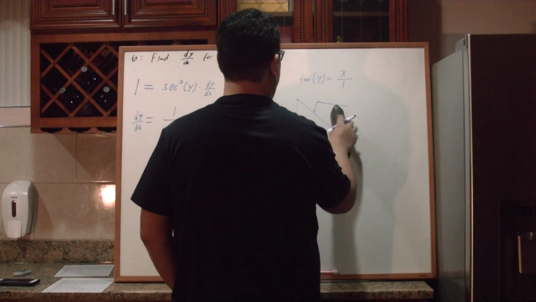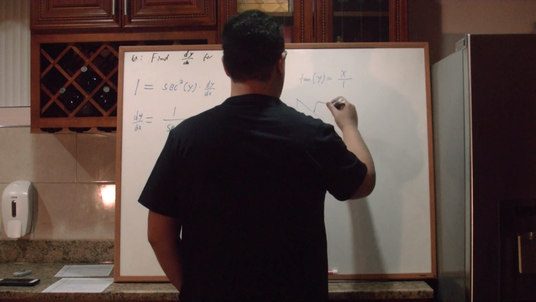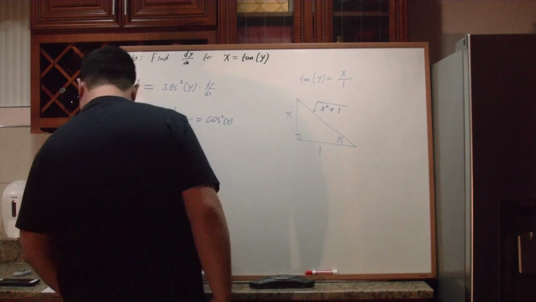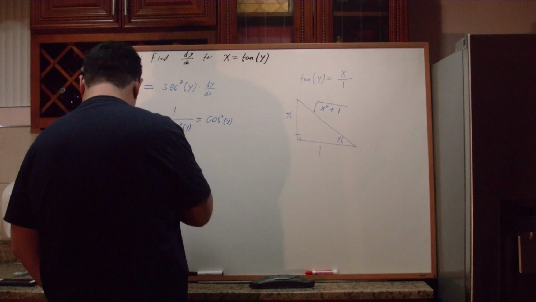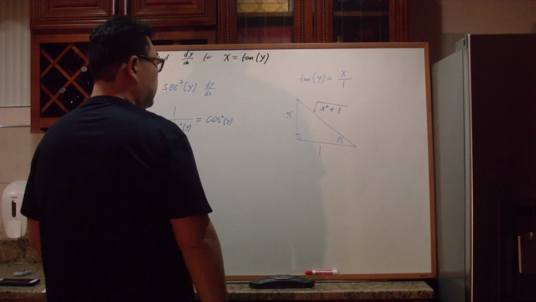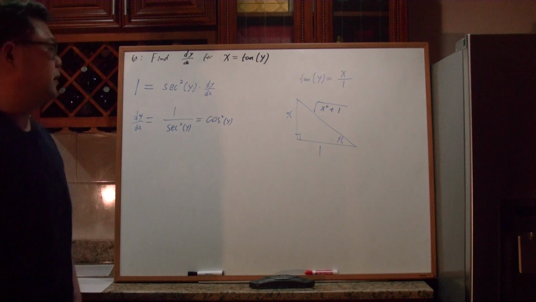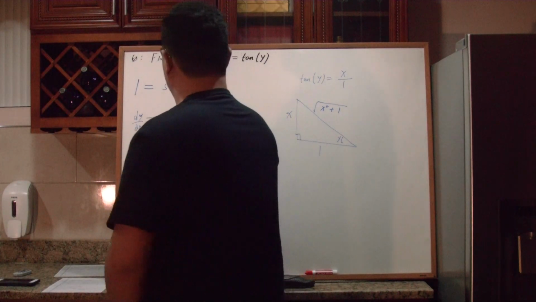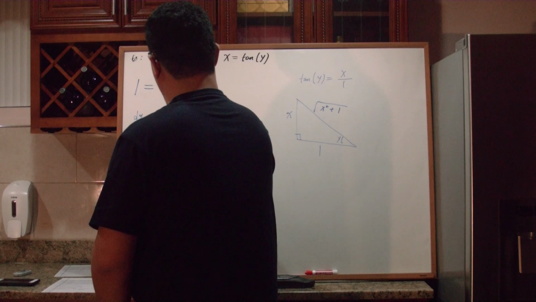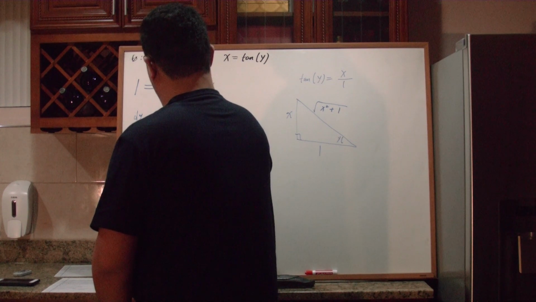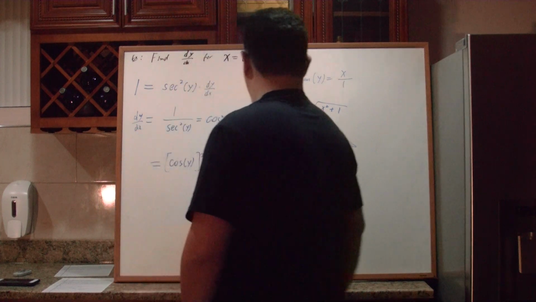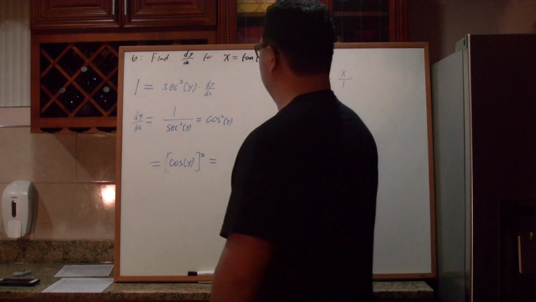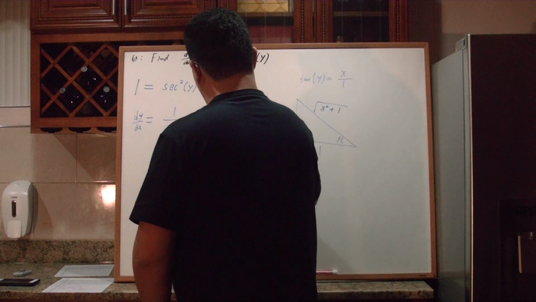It is a little bit of a benefit to write x squared plus 1, which is good. Or you could write square root 1 plus x squared, it's also fine. So therefore we get the cosine of y, which is adjacent over hypotenuse, that's 1 over square root of 1 plus x squared.